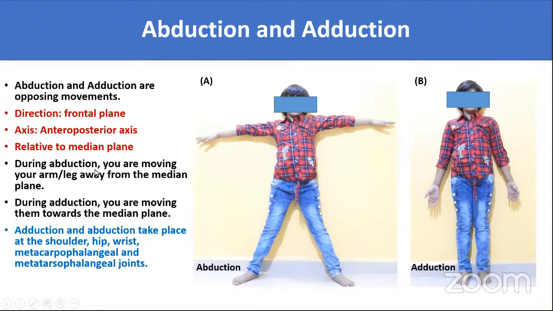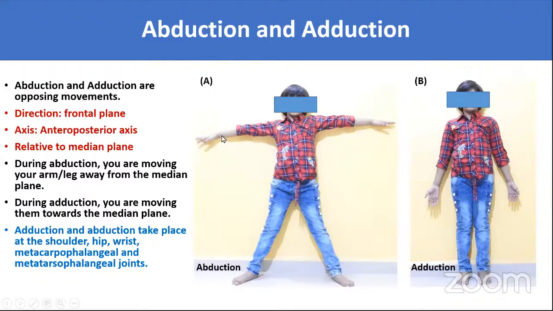Now during abduction, the extremities, that is the upper limb or the lower limb, are taken away from the median axis. So this is the median axis or median plane. Whereas in case of adduction, the extremities like the upper limb and the lower limb, which are present away from the median plane of the body, are brought near.